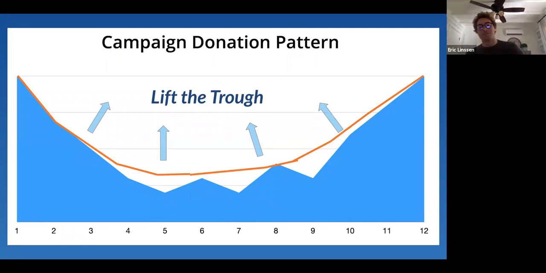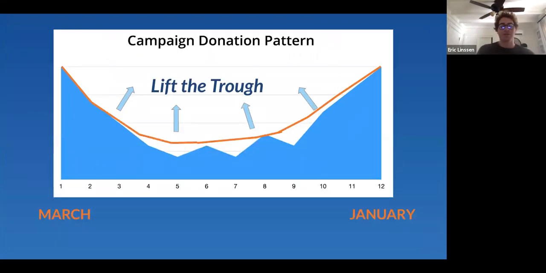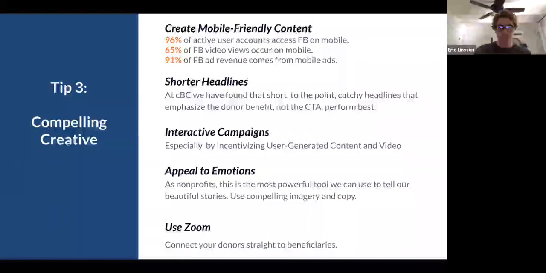And one of the ways that we can do that most effectively is through effective and compelling creative. We especially want to think about this now because we've been running fundraising appeals all year long, or not all year long, but since March, since COVID started. And what that means is campaign donation pattern is kind of stretched out for all of these months. And we're almost in a trough now where we really want to combat donor fatigue and fundraising fatigue. And the way that we think about doing that is with compelling creative.